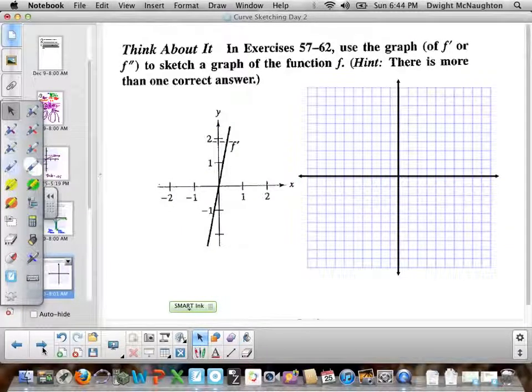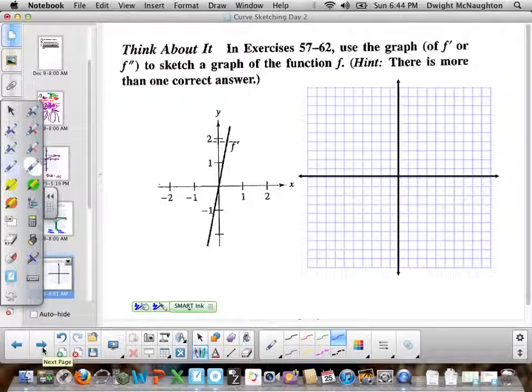Okay, here we have f prime again. Graph f. So again, let's look at the critical numbers. The critical numbers is where the first derivative is 0. So right there, the first derivative is 0. It's going to be a horizontal tangent when x equals 0.